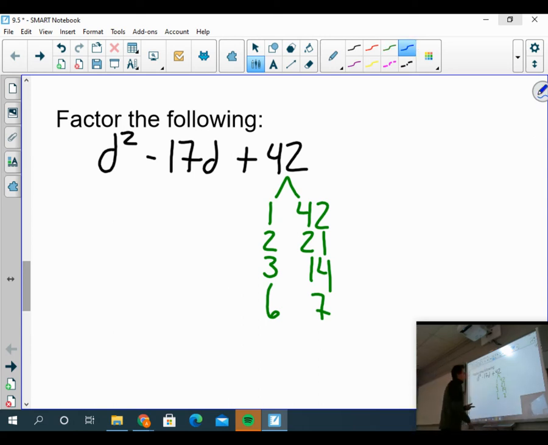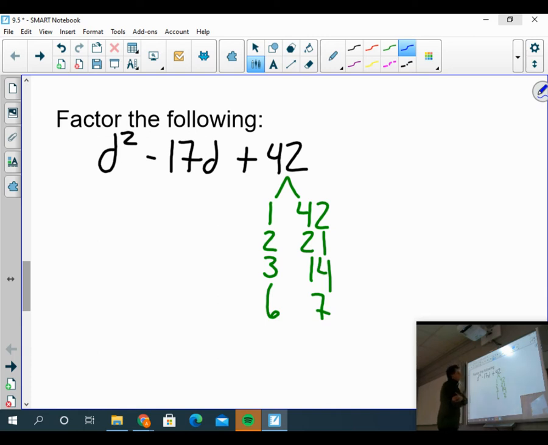Now, the problem I run into is I've made this list of factors, and I go, none of them give me negative 17. 1 and 42, 2 and 21, 3 and 14, 6 and 7 do not add to give me 17. Or negative 17, excuse me. So what am I going to do?